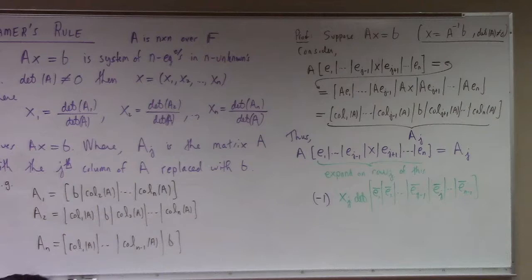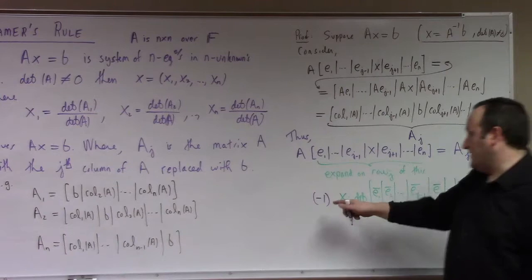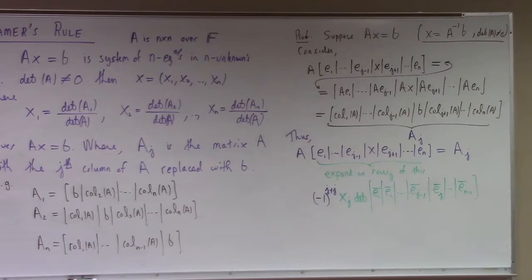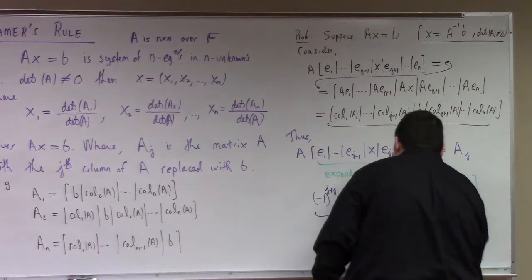Check it out. 1, 1 is 1 plus 1, which is 2. Then 1, 2 gives you minus. Then 1, 3 gives you plus, and so forth. When the sum of the indices is even, we put a plus. When the sum of the indices is odd, we put a minus. That's this pattern. This is in the jjth spot. So it's minus 1 to the j plus j, which of course is minus 1 to the 2j, otherwise known as 1. And so this is all just xj.